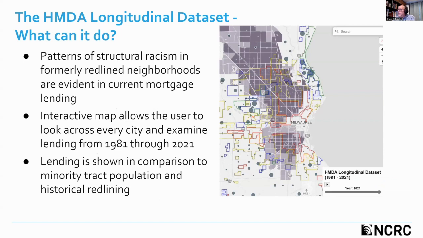Here you see the overlay for Milwaukee for 2021, and it shows how the neighborhoods in which people of color live have greatly expanded throughout the metro area. This allows you to look at the percentage of people of color living in different areas and see what the amount of mortgage lending occurring there is. This interactive map allows users to look at every city and examine lending for the past 40 years.